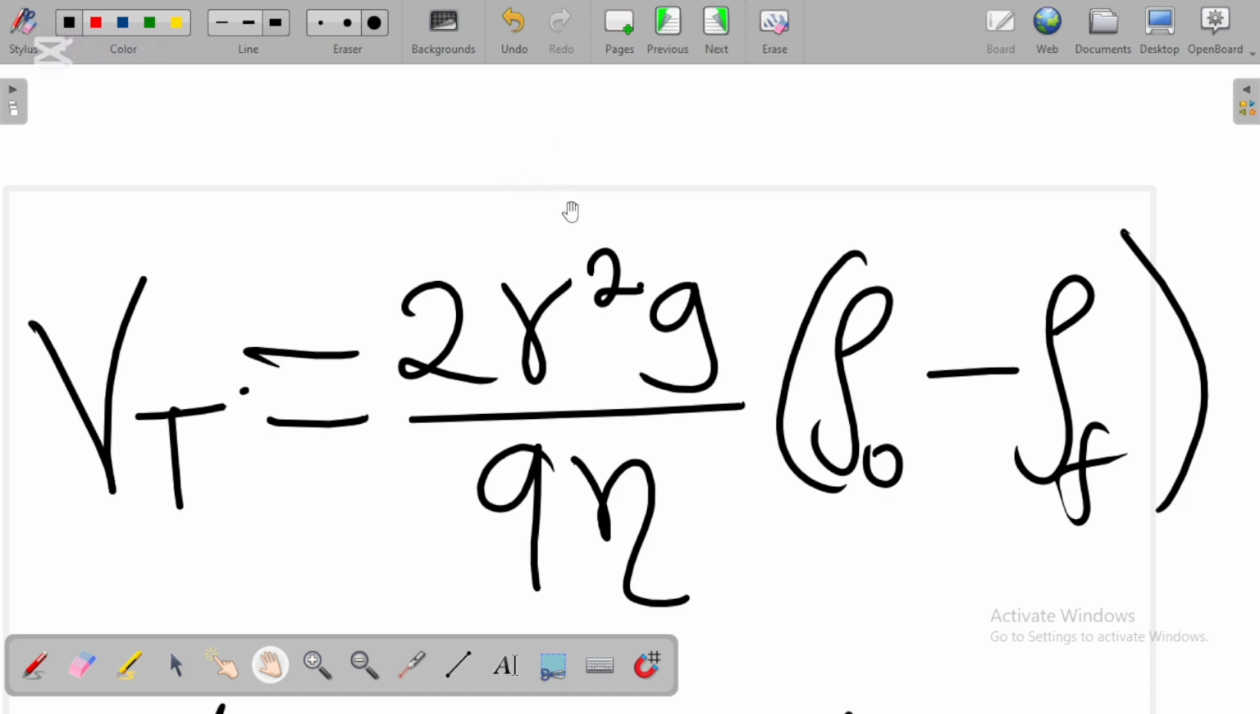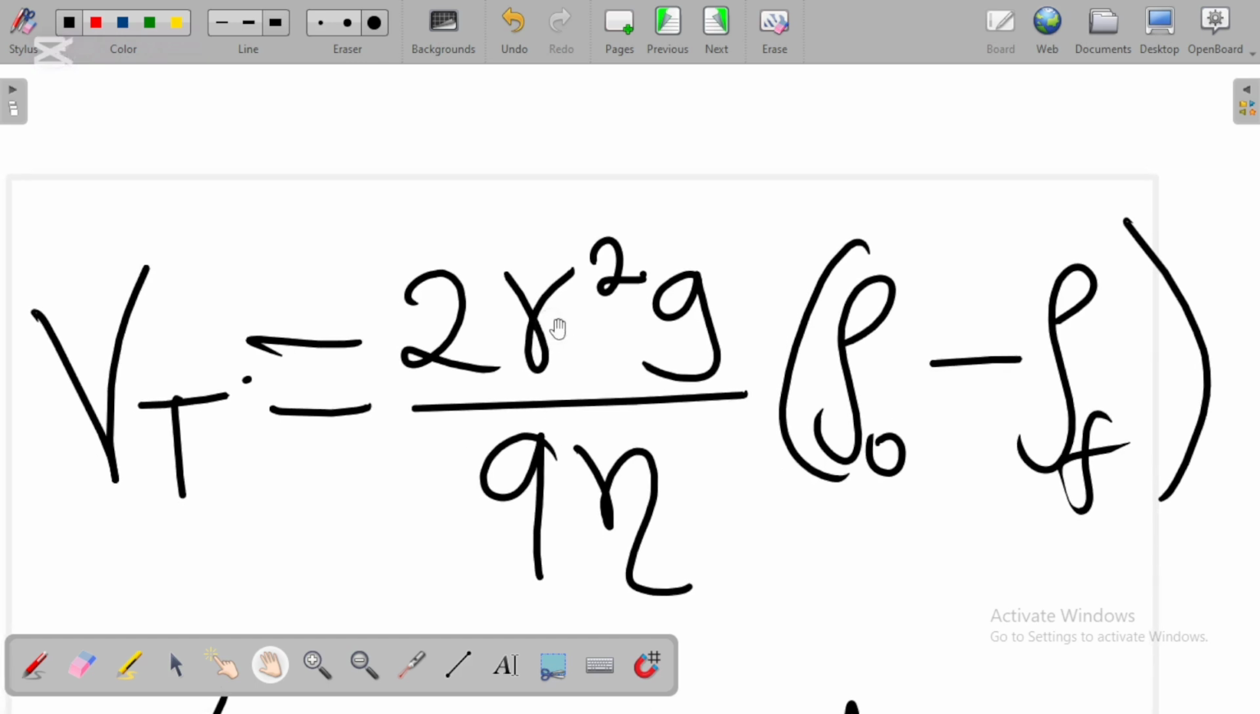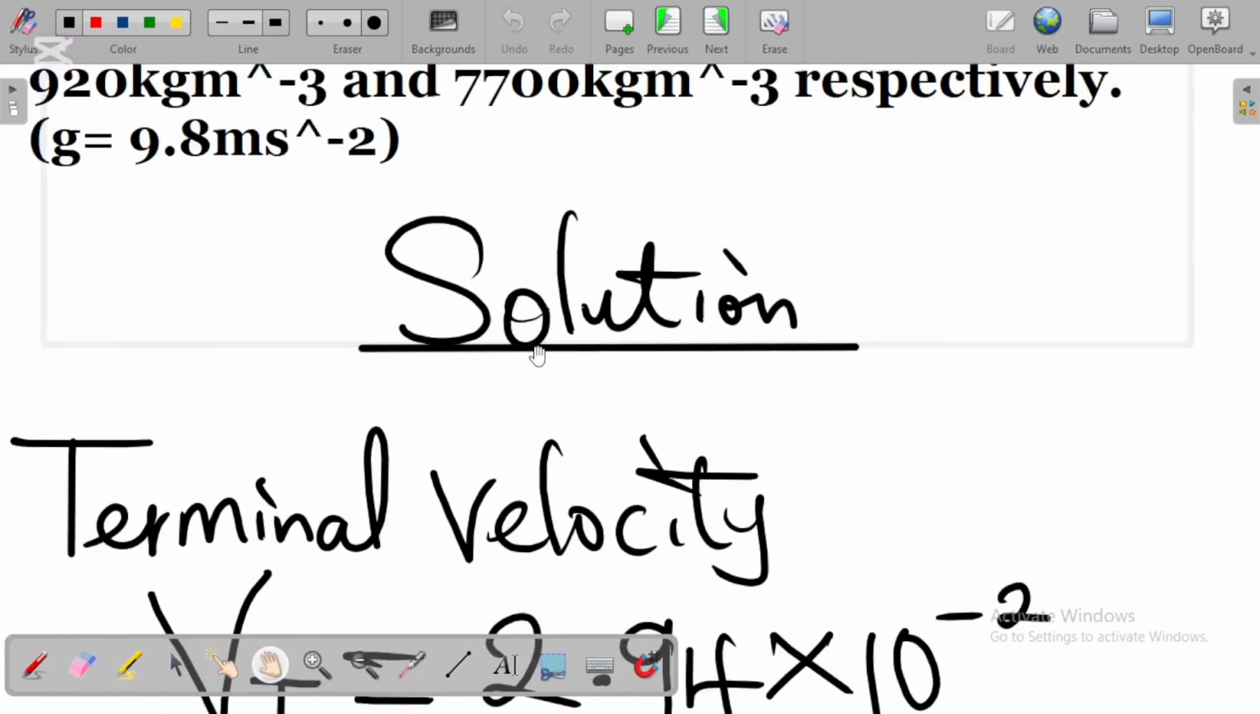Now, how do we apply this formula? Remember, we are told to find the diameter of the ball, and diameter can be gotten if we find the value of radius, and radius is in this equation. So now let's find the value of radius, because radius is not given in the question. Alright, let's read the question again.